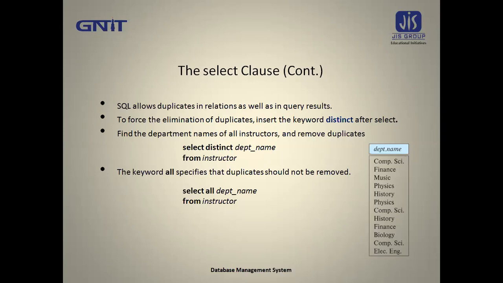Now, if you want all the duplicates, then your command will be select all department name from instructor. Then you will get from the instructor relation all the department names. That whole column will be printed, right?